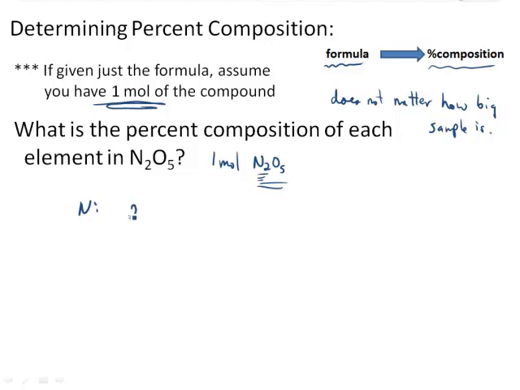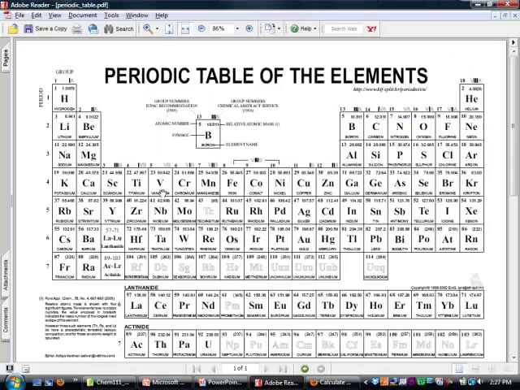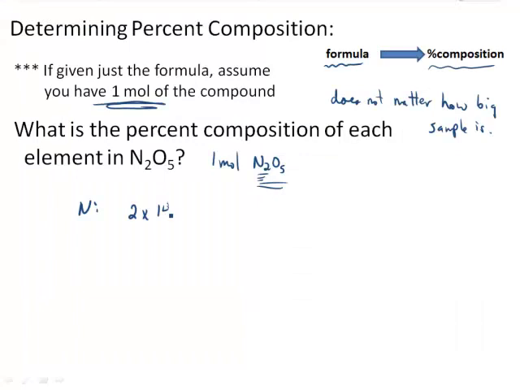And figure out the mass of the whole compound. So it's going to be 2 times the molar mass for nitrogen. You look that up on a periodic table, 14.01. So it's 2 times 14.01 grams per mole of nitrogen, and we're going to divide that by the molar mass of the compound.